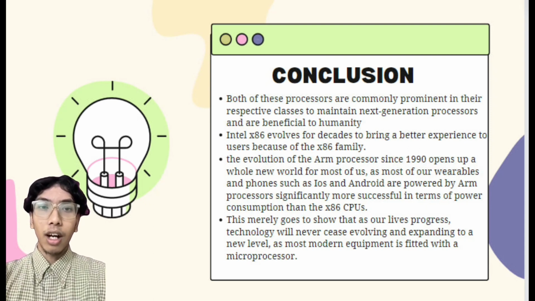The evolution of the ARM processors since 1990 opens up a whole new world for most of us, as most of our wearables and phones such as iOS and Android are powered by ARM processors, significantly more successful in terms of power consumption than the x86 CPUs. This merely goes to show that as our lives progress, technology will not cease evolving and expanding to a new level, as most modern equipment is fitted with microprocessors.